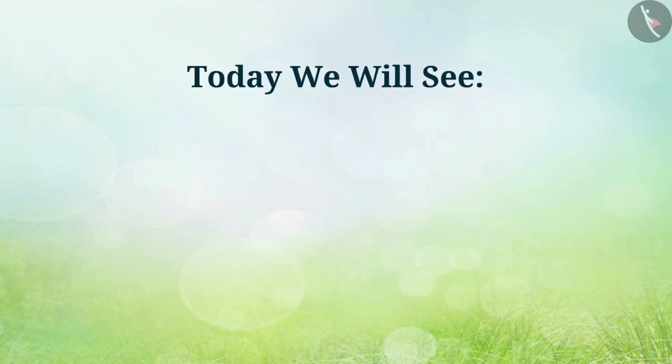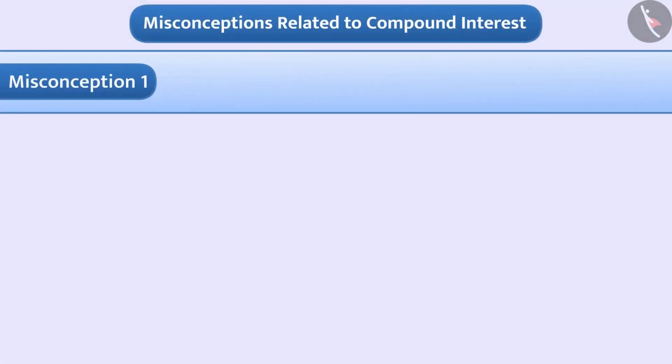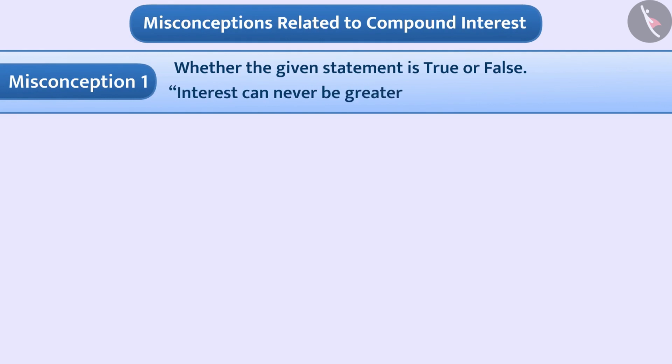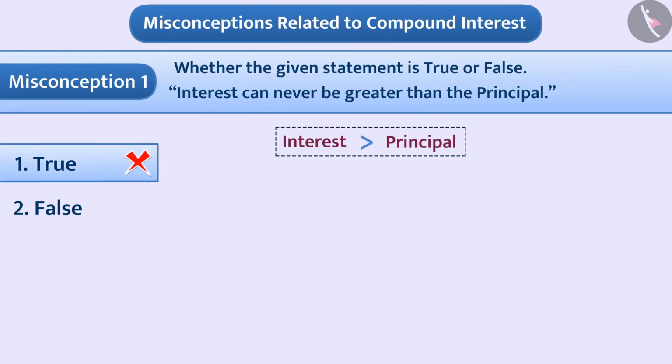Today we will see some misconceptions related to compound interest. Misconception 1. Identify whether the given statement is true or false. Interest can never be greater than the principal. Students often think that interest can never be greater than the principal, but this is a misconception. Actually, the amount of interest may be larger than the principal. Therefore, option 1 is the wrong answer and option 2 is correct.